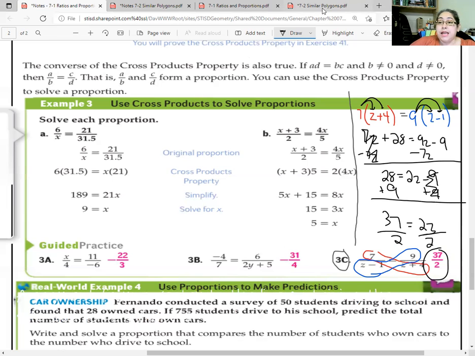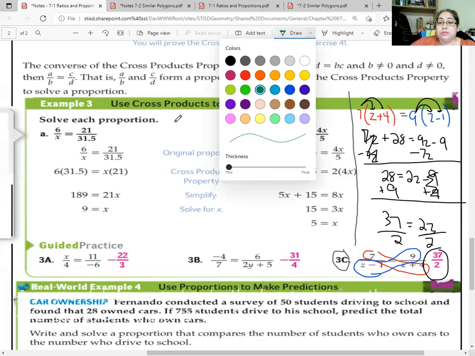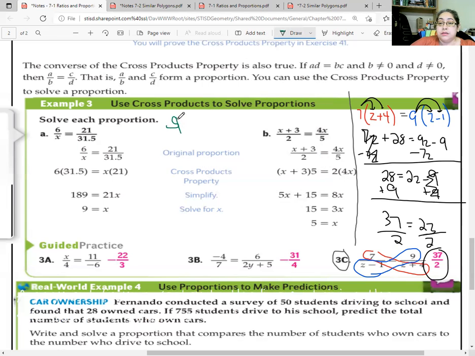This example is how you would do the items on skill practice from 6 to 11, just like these. Give me questions in the chat or speak up.